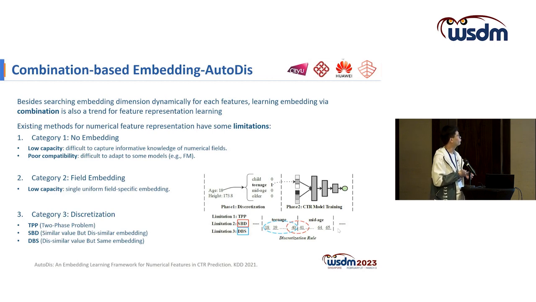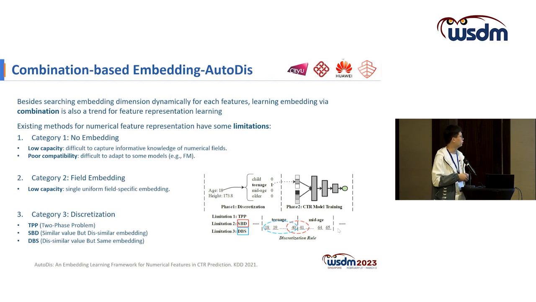The existing methods for numerical feature representation learning have some limitations, which can be grouped into several categories. The first one is that they leverage the original value or its transformed form without learning embedding vectors, which results in low capacity and poor compatibility. And the second one is field embedding. It learns a single uniform field-specific embedding vector, which is shared by all the values within this field. It also suffers from low capacity.